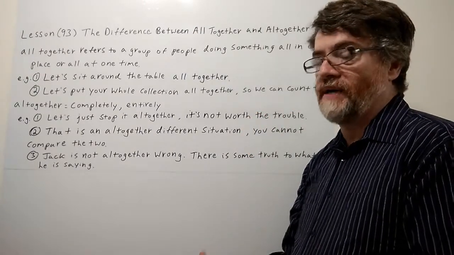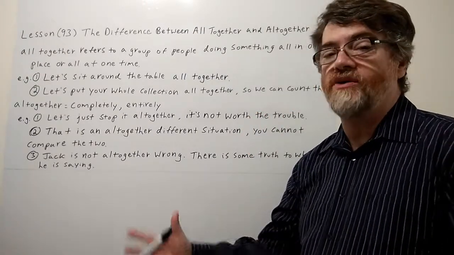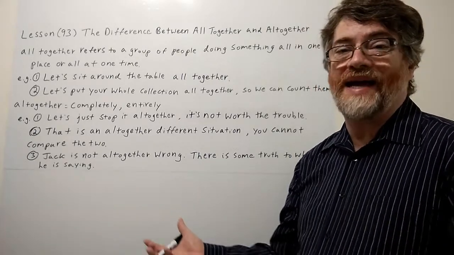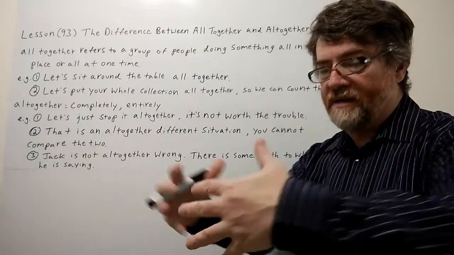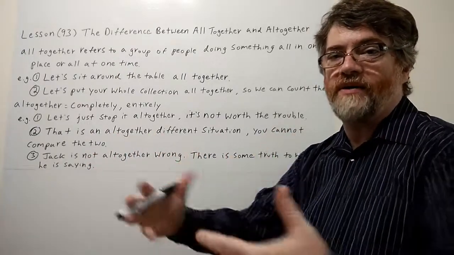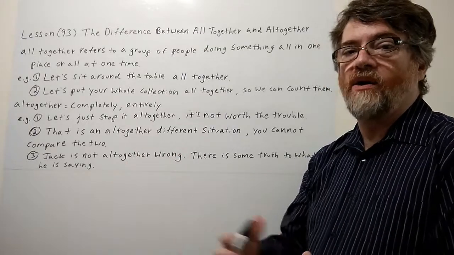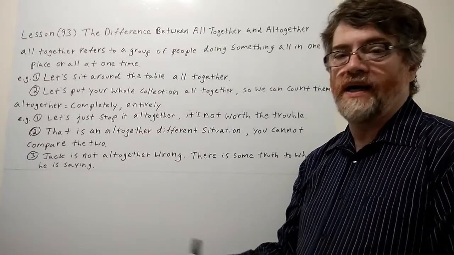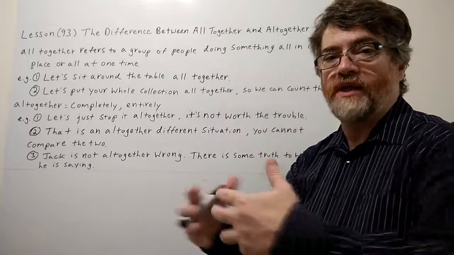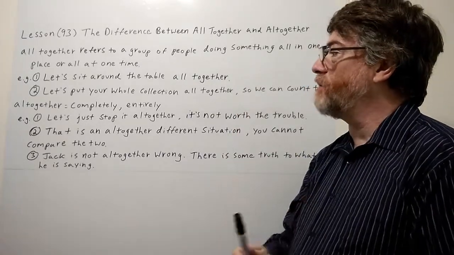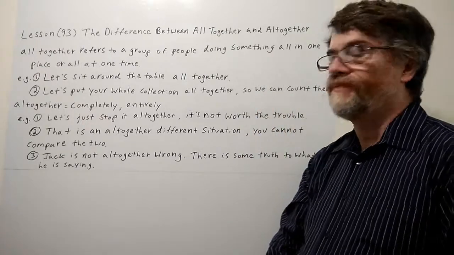Basically, if somebody had a big collection, maybe hundreds of things or even thousands of things, and you wanted to count how many they had, you have to bring them all together. You have to bring them together in a group. So it could be a group of people, it could be a group of things, all together. In this sense, it basically means you bring it together all at once, so all in the same place or all at one time.